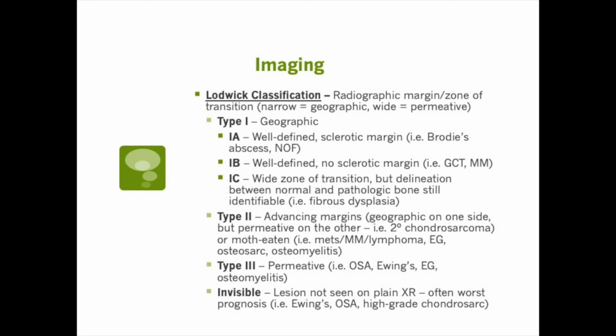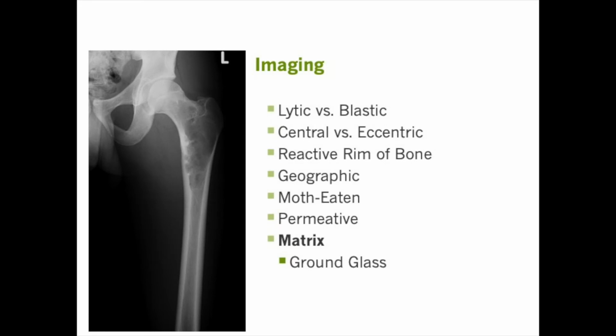1B is well-defined but no sclerotic margin. So multiple myeloma, a lytic punched-out lesion, very clear where the lesion is, where it stops and starts, but there's no sclerotic margin. And 1C is a wide zone of transition, but delineation between normal and pathologic bone is still identifiable. The classic example of this is fibrous dysplasia. Again, you can see the fibrous dysplasia and that smudged out ground glass phenomenon blending in with the normal bone marrow, but you can clearly tell kind of where that fibrous dysplasia is and normal bone marrow is.